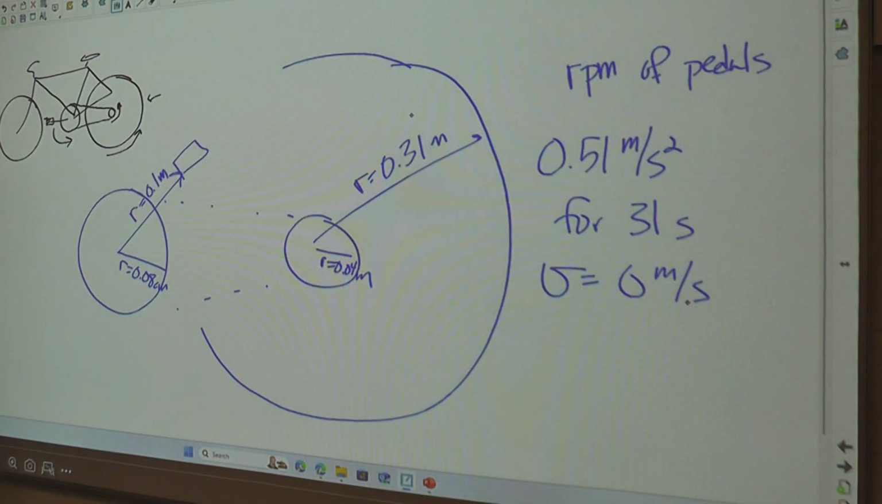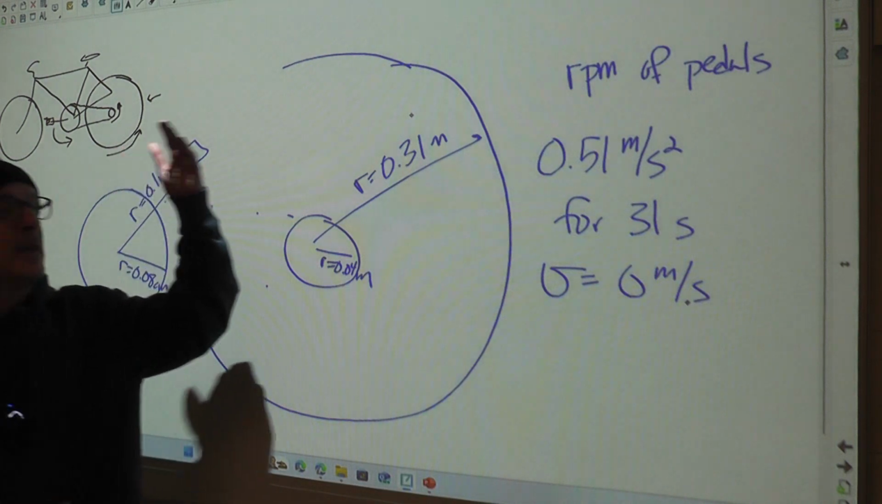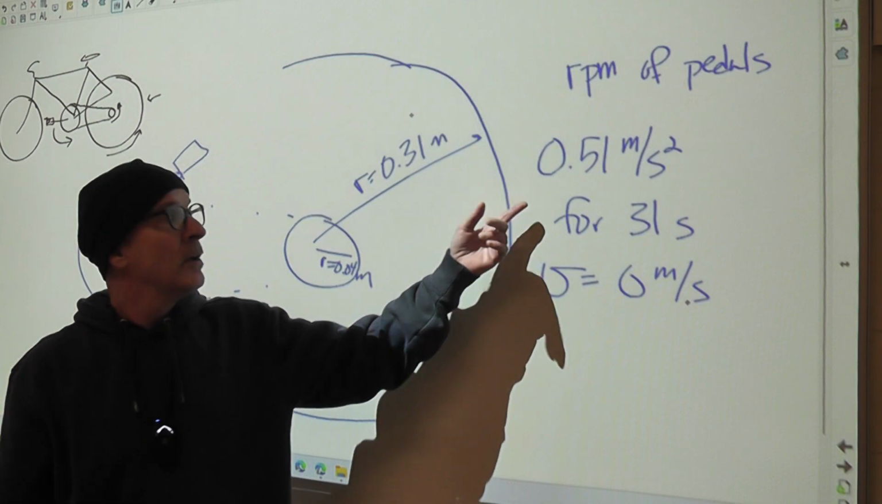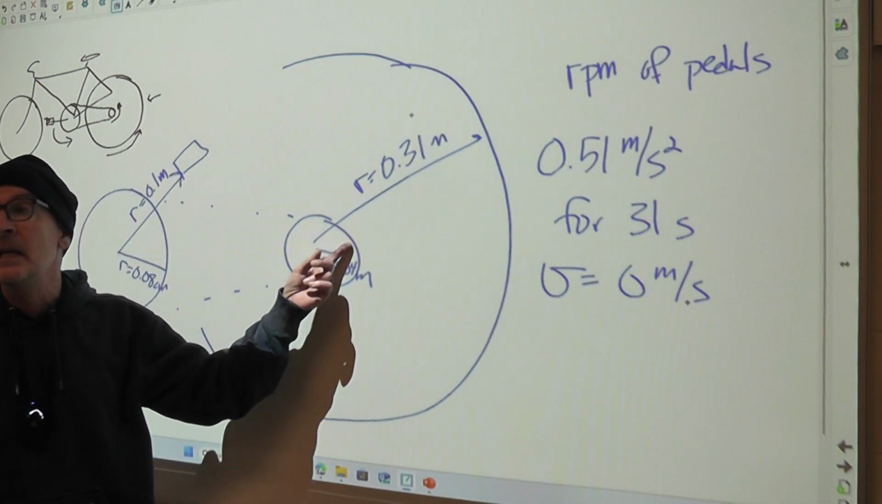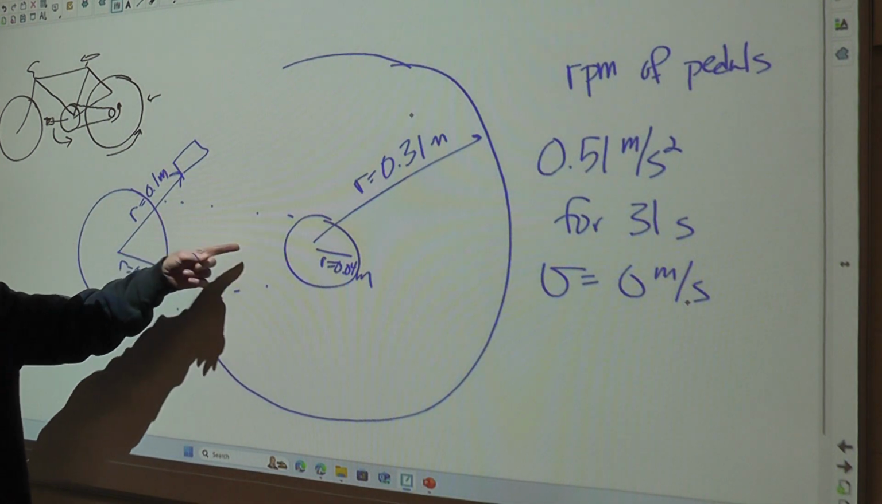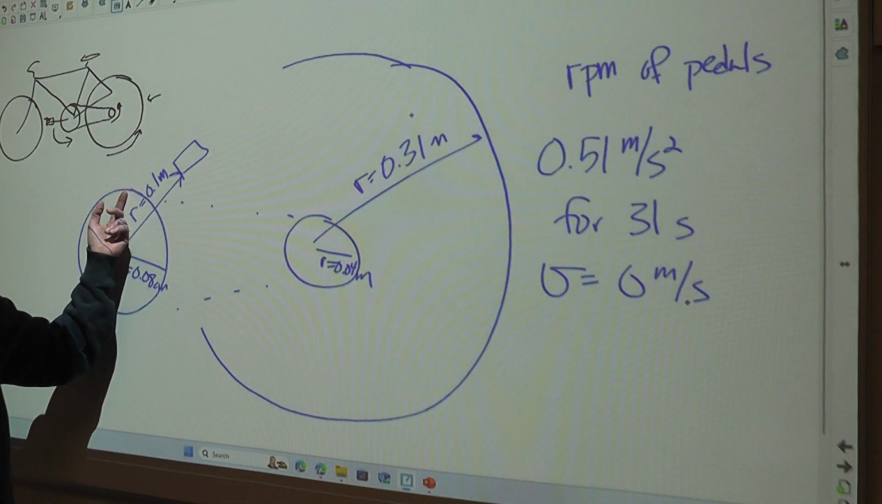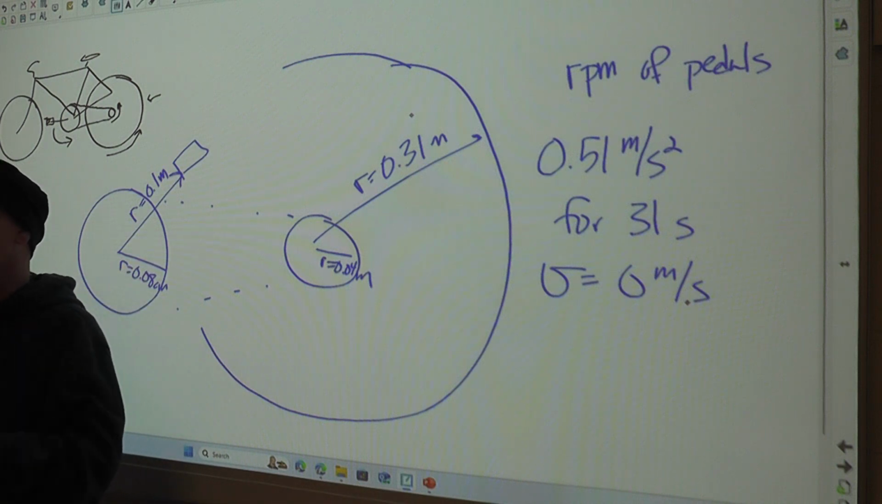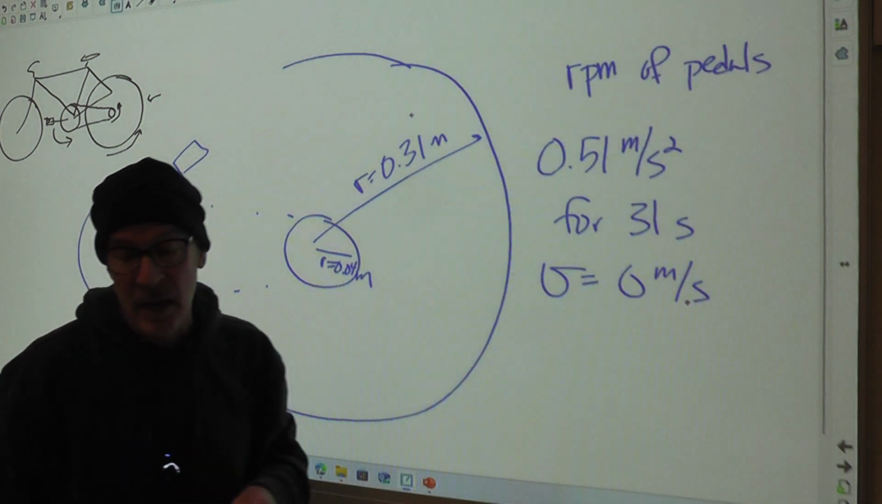This is not that tricky. It looks tricky because there's all this stuff, but really it's just a matter of finding the angular acceleration of the back wheel, figuring out the resulting linear acceleration, the inner gear, figuring out the resulting angular acceleration of the cranks. It's all doable, but it really takes a lot of thought.